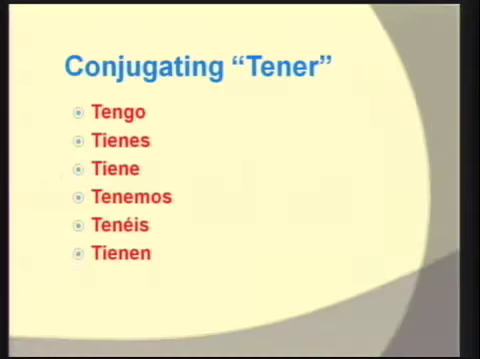First, let's conjugate the verb tener. It's an irregular verb. Repite, yo tengo. Tú tienes. Él tiene. Nosotros tenemos, vosotros tenéis, ellos tienen. Una vez más, tengo, tienes, tiene, tenemos, tenéis, tienen. Muy bien. Ahora las expresiones.